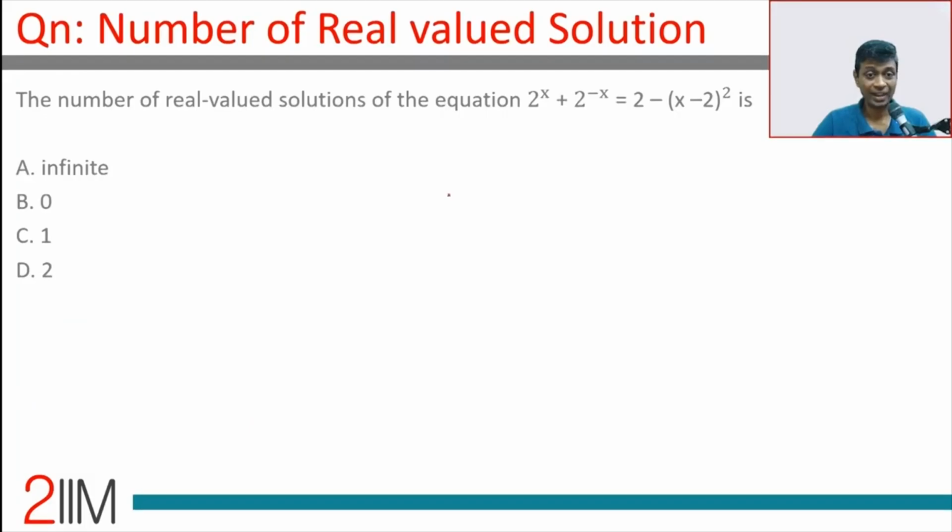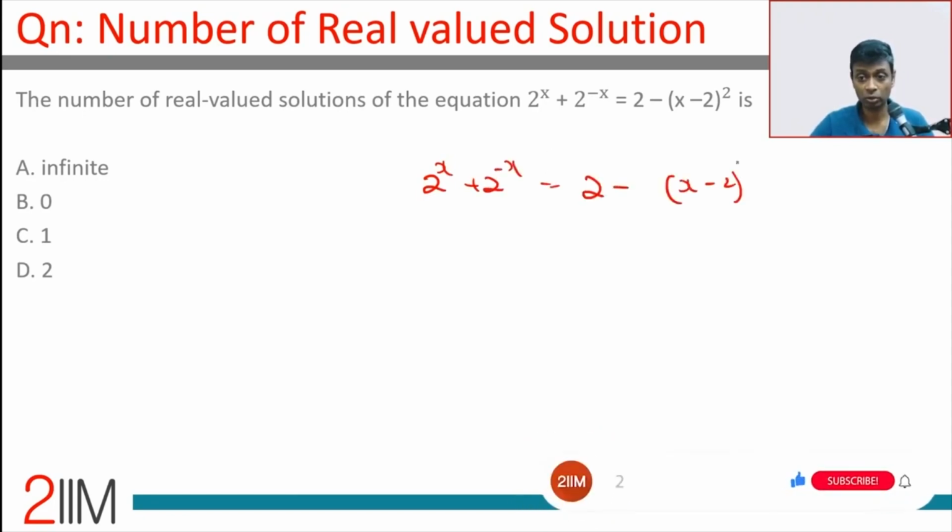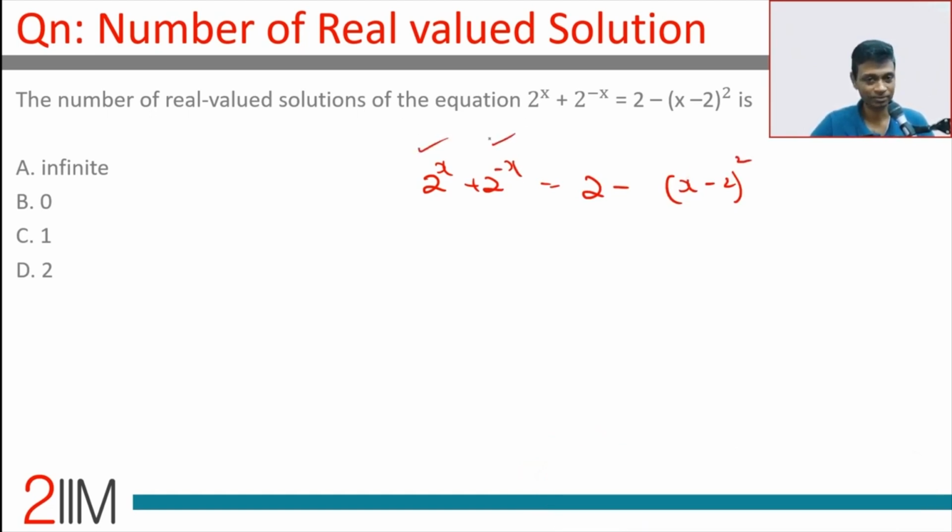The number of real valued solutions to the equation 2 power x plus 2 power minus x is 2 minus x minus 2 whole square. Beautiful question. You think about this. 2 power x and 2 power minus x are both positive. Fine. The minimum value this can take, this is of the form y plus 1 by y. The minimum value it can take is greater than or equal to 2. If it were negative, it will be less than or equal to minus 2. If it is positive, it is greater than or equal to 2. So this side is greater than or equal to 2.